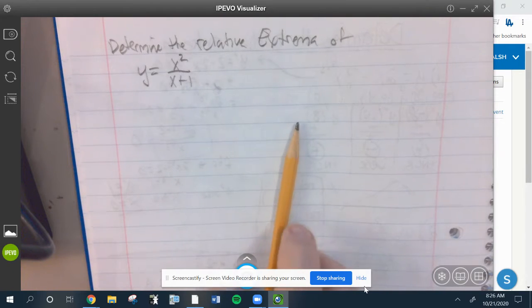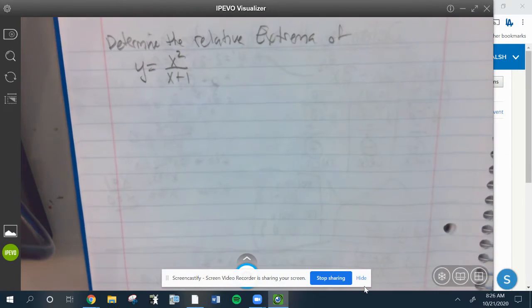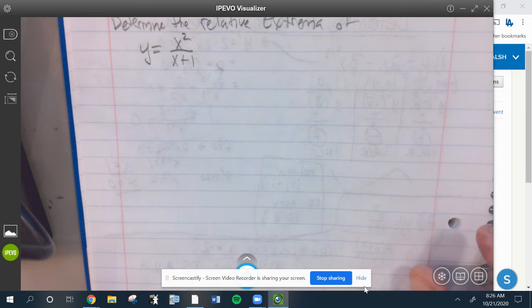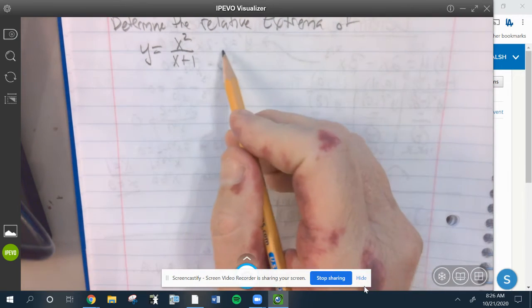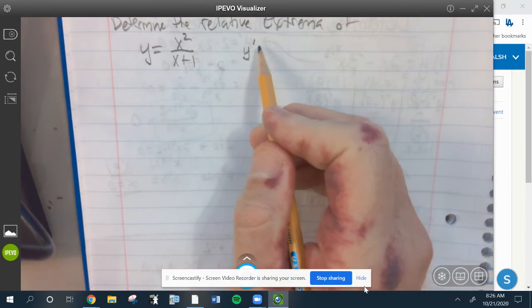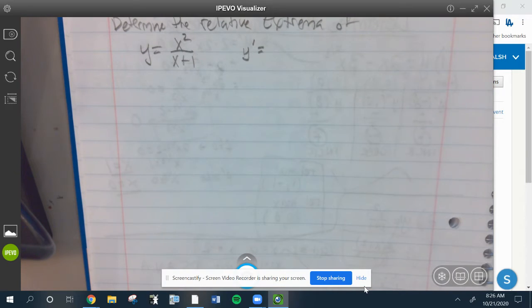Here is example number 2. We're going to determine the relative extrema of this rational function. So the first thing we're going to do is determine the derivative using the quotient rule. Make sure you practice that and get the derivative.